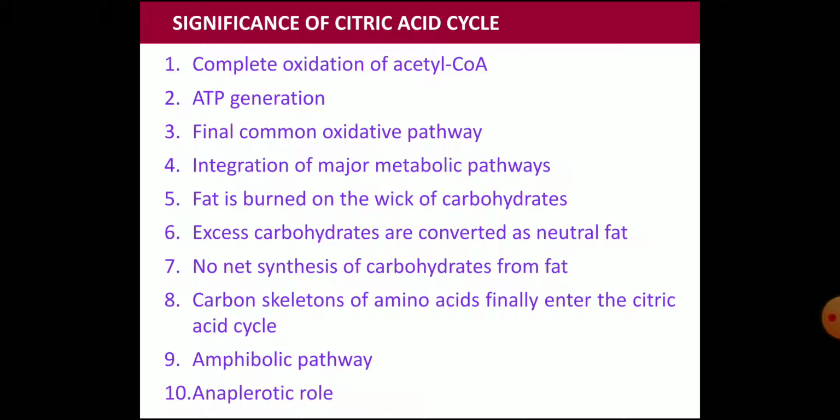Then the carbon skeletons of amino acids finally enter the citric acid cycle. So many amino acids, their carbon skeletons enter the citric acid cycle and are finally oxidized. And then it is an amphibolic pathway that we have explained already. Anabolism and catabolism both occur in the pathway, and then the anaplerotic role also is there, that we are going to discuss. So these are the significance of the citric acid cycle. So you have to mention the significance when you are asked to write about the citric acid cycle.